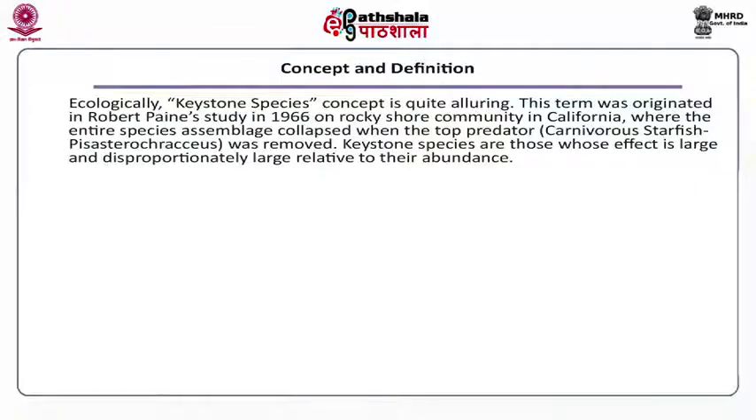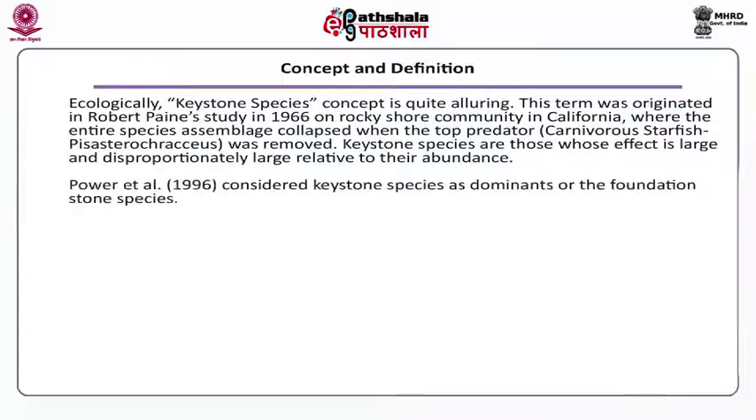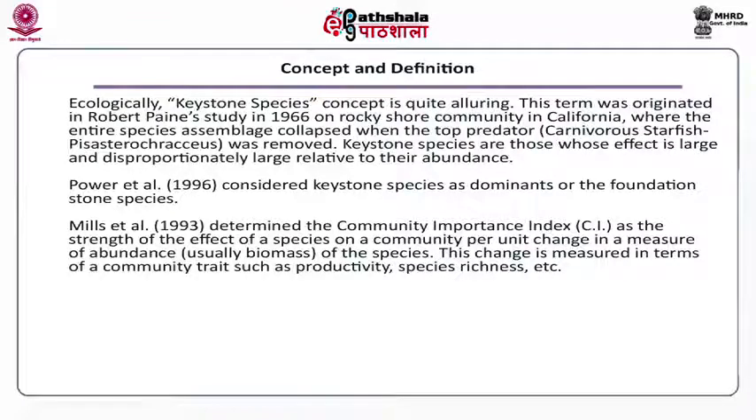Keystone species are those whose effect is large, and disproportionately large relative to their abundance. Power et al. in 1996 considered keystone species as dominants or foundation stone species. Mills et al. in 1993 determined the community importance index, also called CI, as the strength of the effect of a species on a community per unit change in a measure of abundance, usually measured in terms of the biomass of that species.